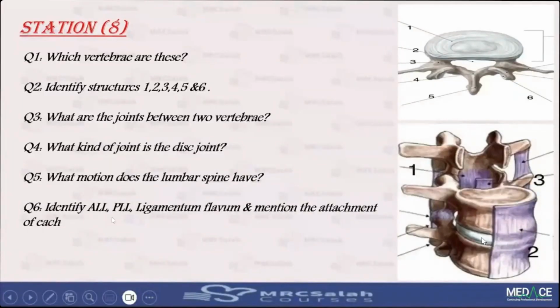Would you identify the anterior longitudinal, posterior longitudinal, ligamentum flavum, and mention the attachment of each of them, please? For sure, anterior longitudinal ligament is 2, 3 is posterior longitudinal ligament, and 1 is ligamentum flavum, and I would like to pass the attachment.